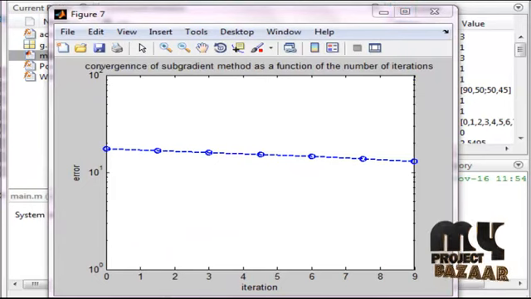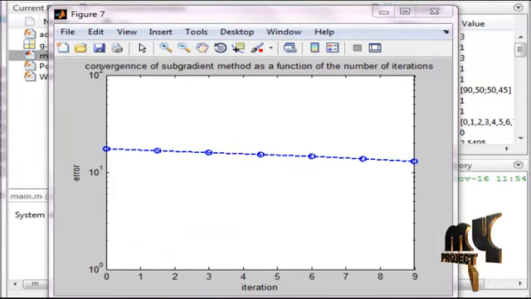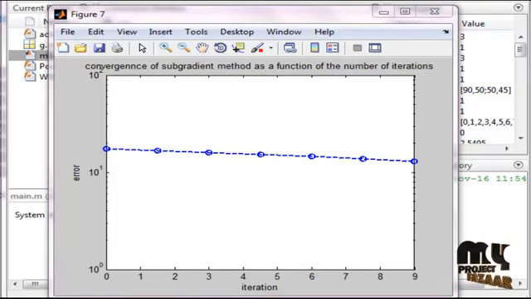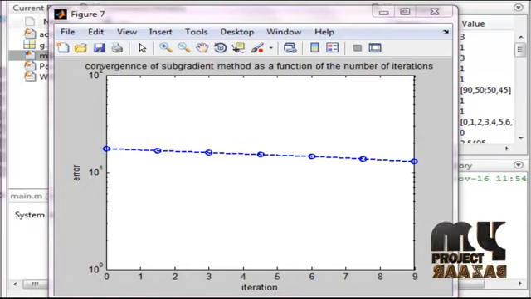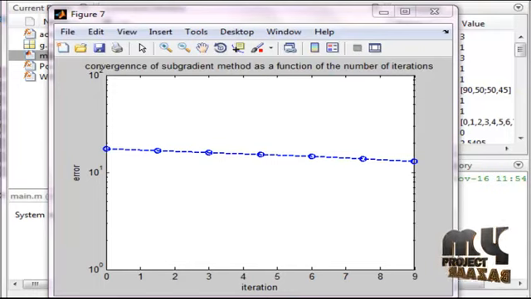In this figure, the convergence of the subgradient method is shown as a function of the number of iterations. The number of iterations goes up to 8, from 0 to 9. This is the error, showing how many errors occur in the iteration process. So this is the convergence of the subgradient method as a function of the number of iterations, in the error processing.